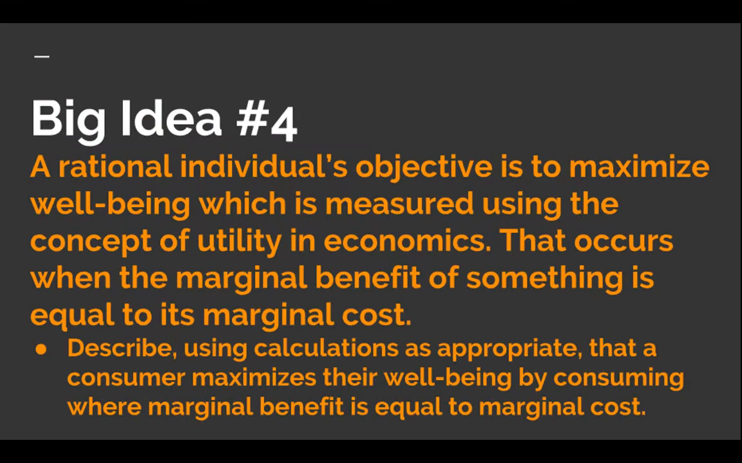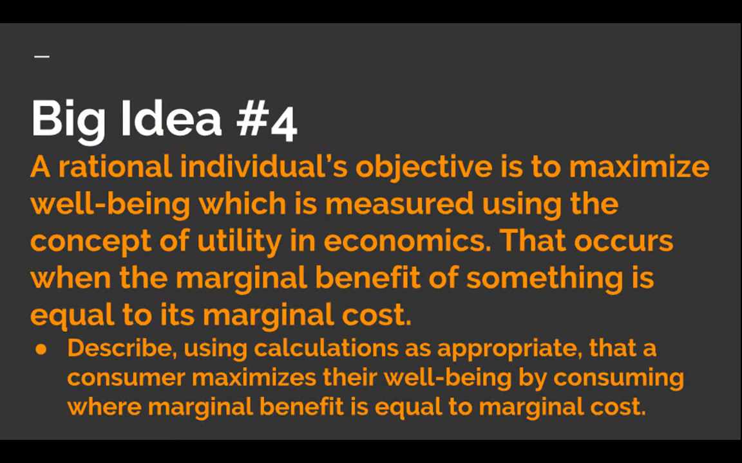We also have big idea number 4 in this week's module. A rational individual's objective is to maximize well-being, which is measured using the concept of utility in economics. That occurs when the marginal benefit of something is equal to its marginal cost.